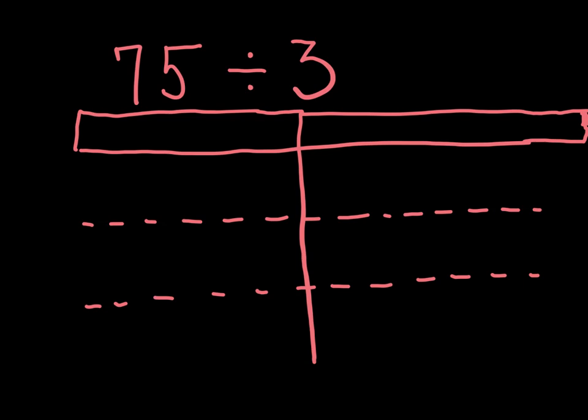All right, so we have 75 divided by 3. And just like in the past, we look at that 70, and 3 can't go into 70 evenly. But it can go into 60. So let's try if we make 7 tens right here. 1, 2, 3, 4, 5, 6, 7.